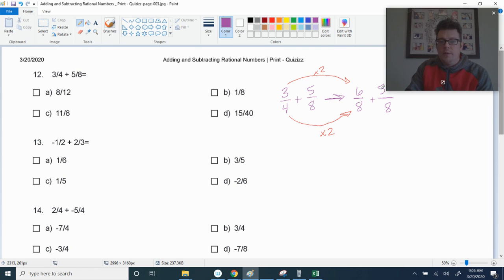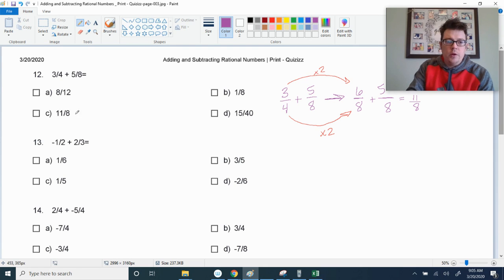And now you can just add the numerators. 5 plus 6 is 11. So you get 11/8 for your answer, which if you look over here, it actually leaves it in improper form, which is fine. So you can just pick C. You don't have to change it to 1 3/8 or anything like that. Okay, let's look at the next one, number 13.